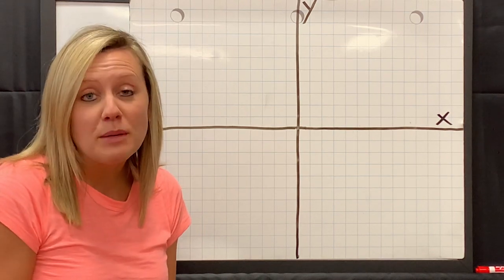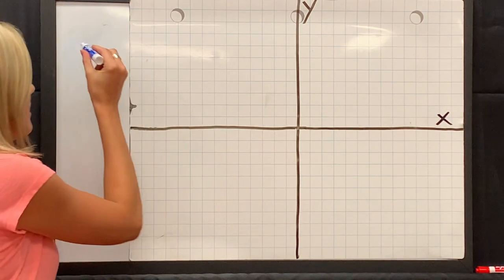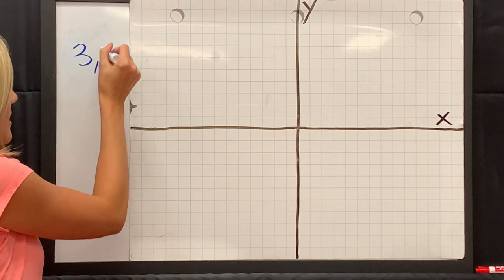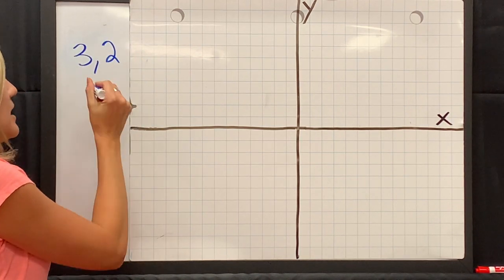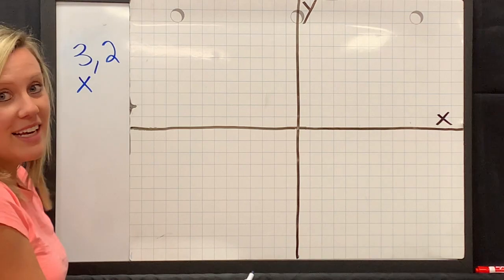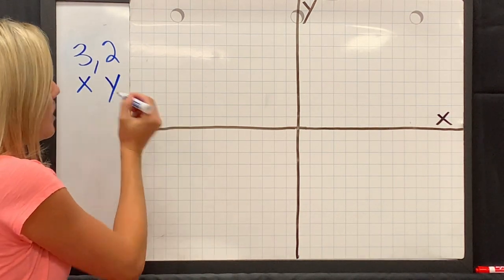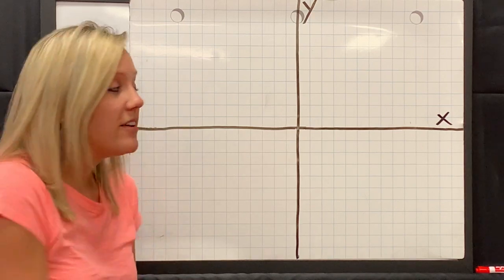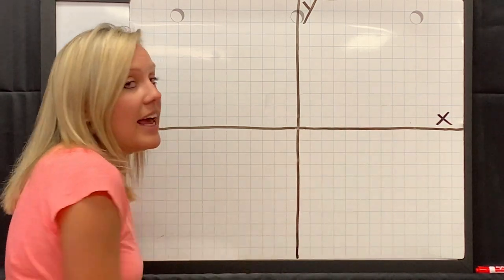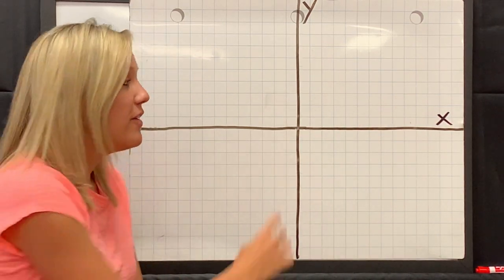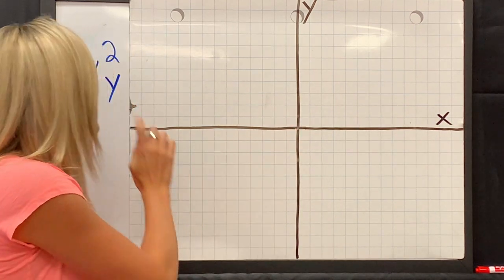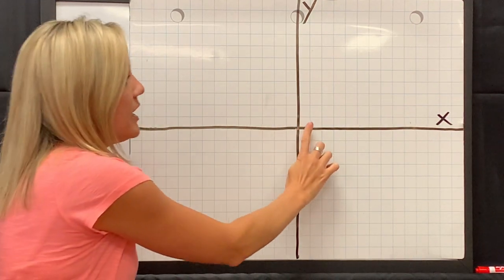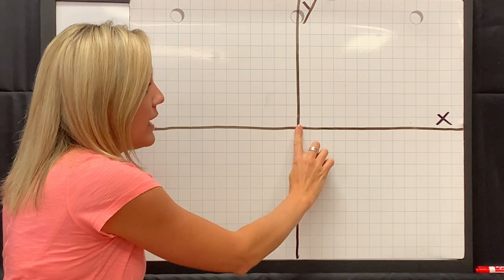So let's start with the point (3, 2). Looks like this. So this first number is our x coordinate, and this second number is our y coordinate. Now, if the first number is positive, I'm going to move right. If the first number were negative, I would move left. So positive 3, I'm going to go 3 spaces to the right.